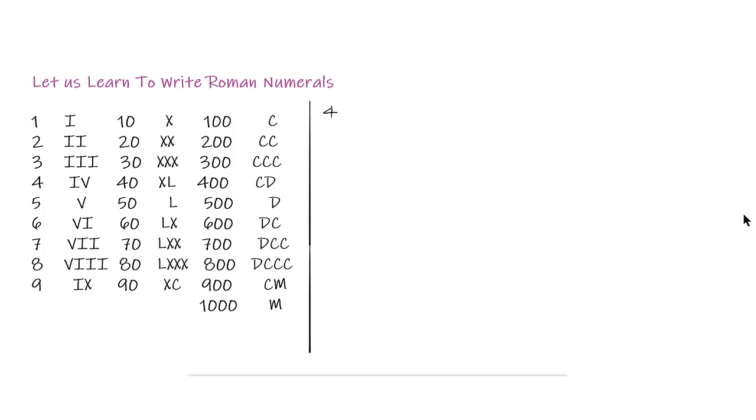So we first write 43. 43 equals 40 plus 3. From the chart we know that 40 is XL. So XL is 40. Now 3 is III. So this becomes XLIII, which is 43.